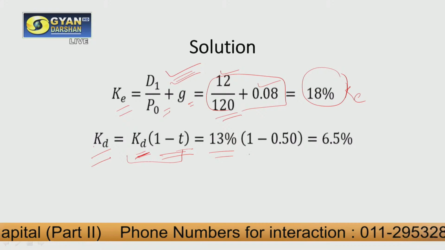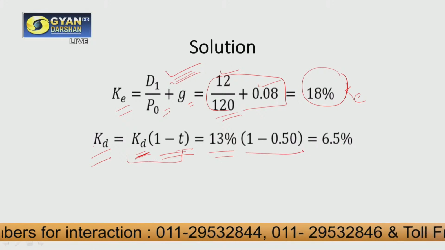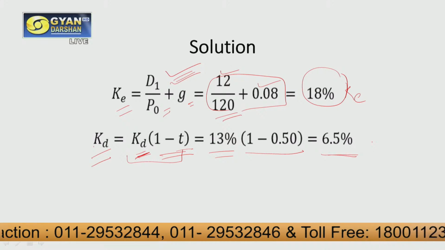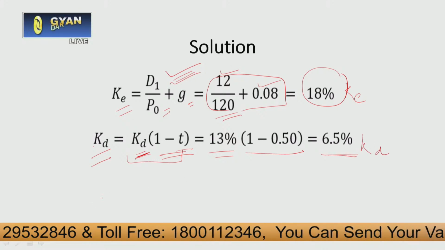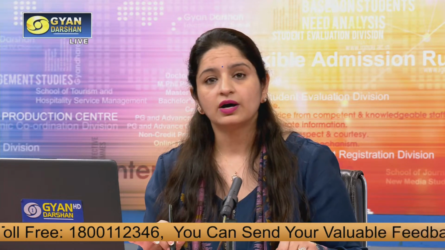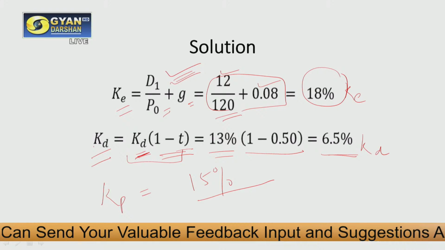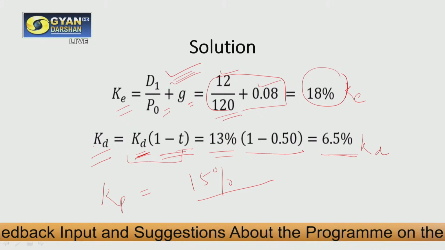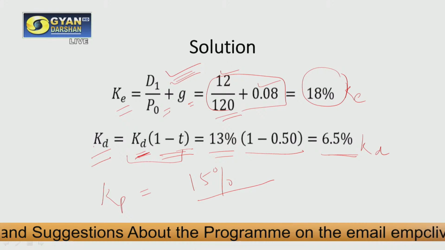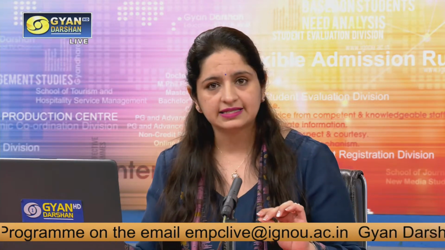So 13% multiplied by 1 minus 0.50. 0.50 is the tax rate which was given in the question. Solving this equation, we get our cost of debt, that is 6.5%. KP is also given to us as 15%, which was mentioned in the question itself, because it was mentioned that 15% preference shares are available. Okay, so this is how we have individual cost of capital. Cost of equity is 18%. Cost of debt is 6.5%, cost of preference share is 15%.